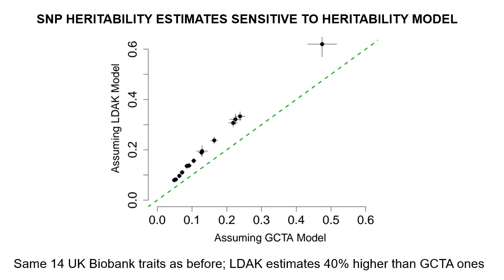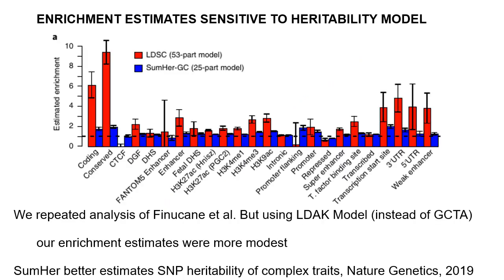It's important to realise that the choice of heritability model can be very important when performing heritability analysis. So in this example, I estimate SNP heritability for the same 14 traits as before, but now I compare estimates obtained assuming the GCTA model to estimates obtained assuming the LDAK model. And what we see is the estimates assuming the LDAK model are quite substantially higher, on average 40% higher than those from GCTA. The heritability model is also important when estimating heritability enrichments. So here we performed an analysis similar to that of Finucane et al., who used 52 different functional annotations.